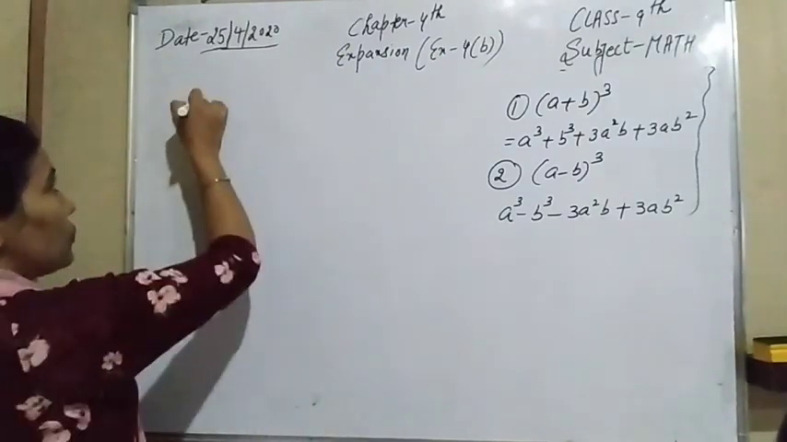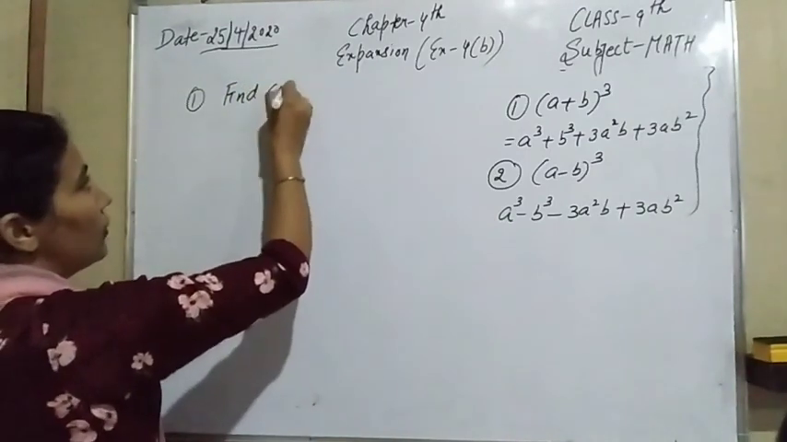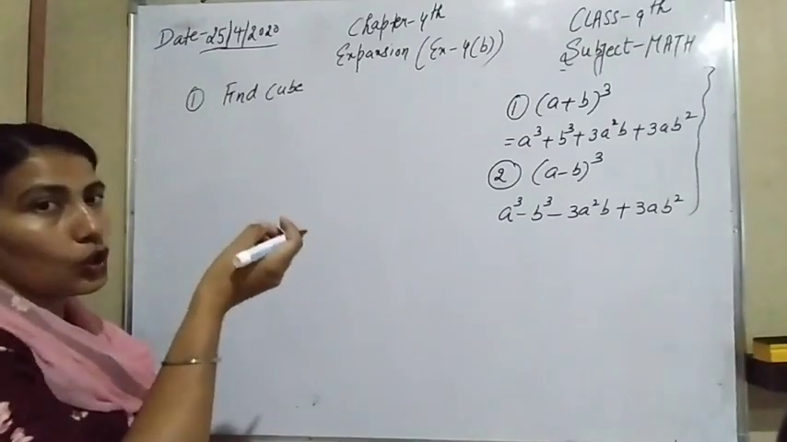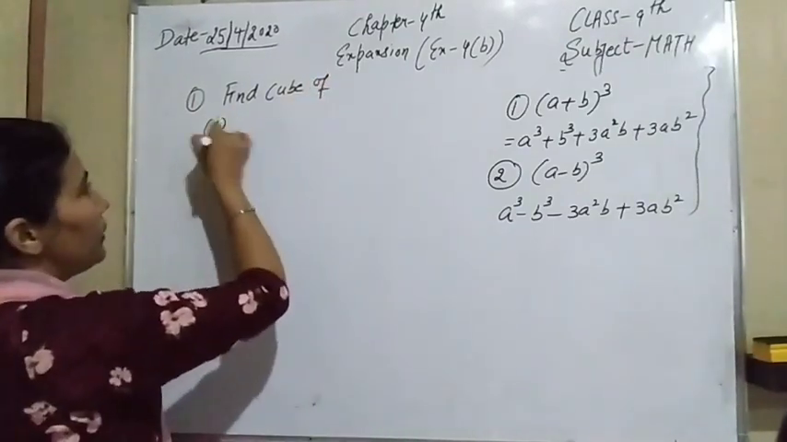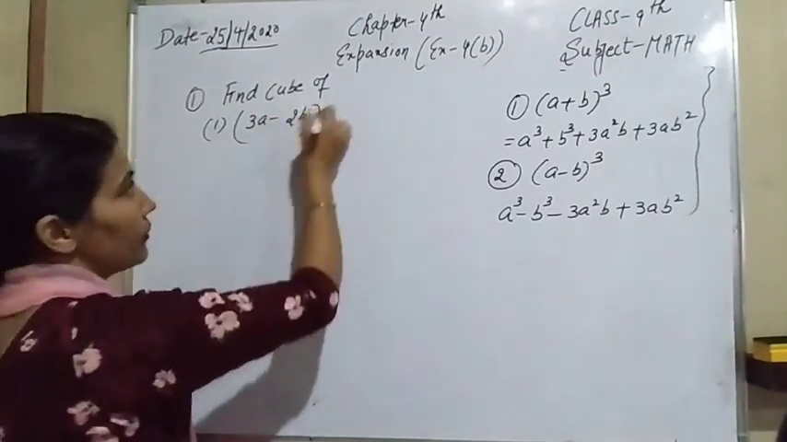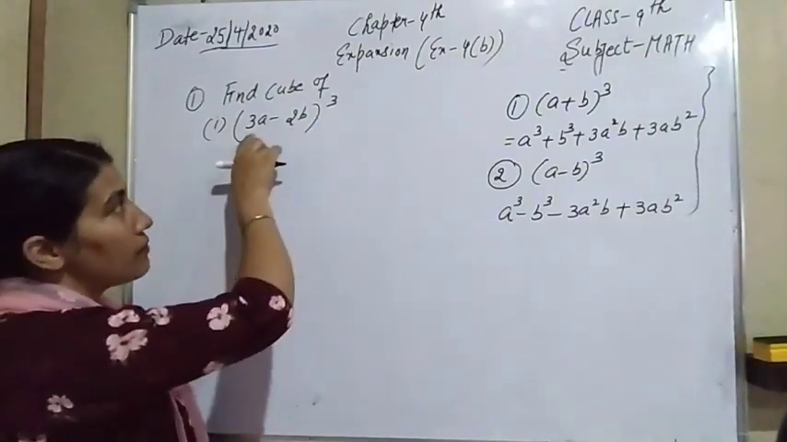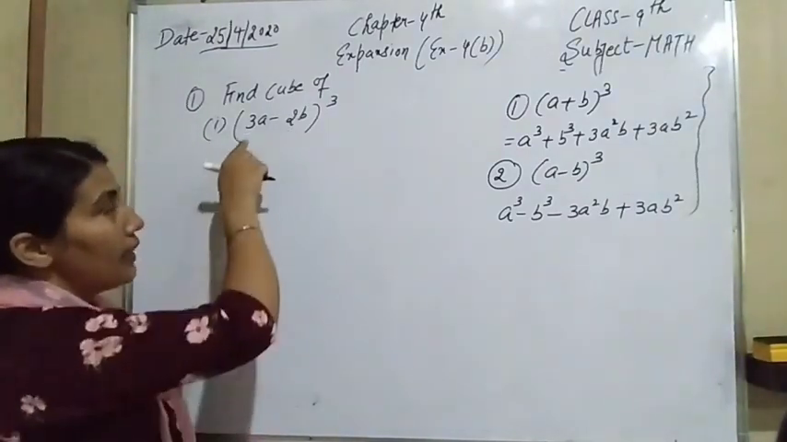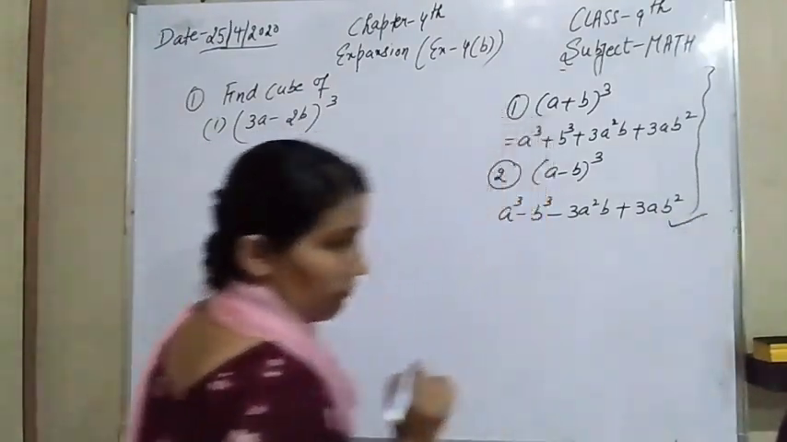The statement of the first question is: find the cube of. In the first worksheet it was related to the square of, and the second worksheet is related to the cube of. The first value is 3a minus 2b. We just have to find its cube, that means power 3. Now look here. The value of a is 3a and the value of b is 2b. Here is (a minus b) whole cube, that means the second identity will be used in this question.